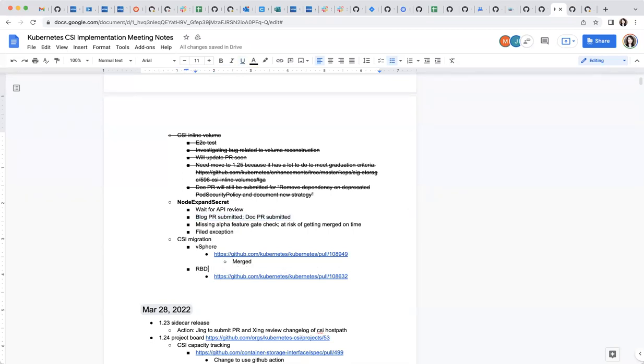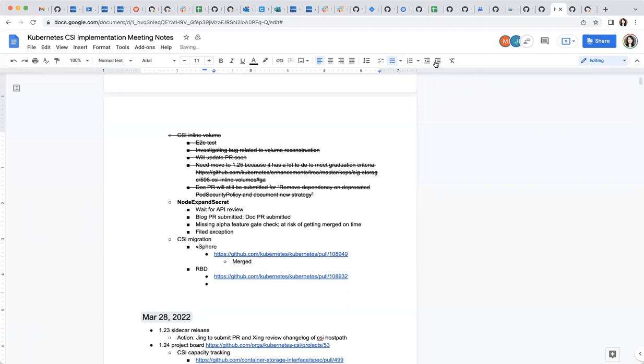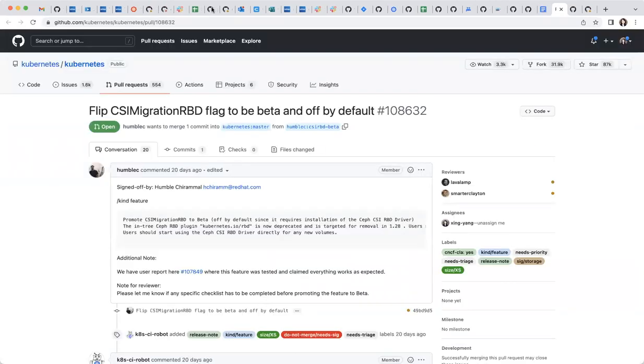And moving on to CSI migration. Okay, so vSphere, there's one PR that's merged. That's just some deprecation notice. So RBD one is the one that we are having some problem. So I basically, okay, we can take a look at this, right? Is there a message here? Let's see, what is this message? Oh, okay, Ben has dropped.